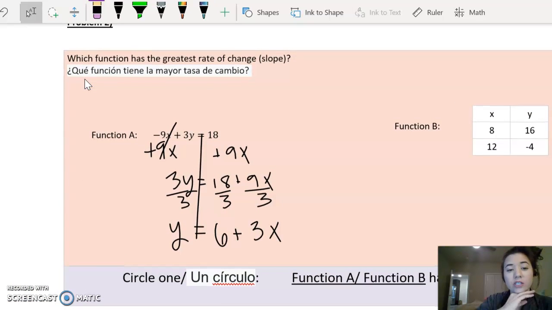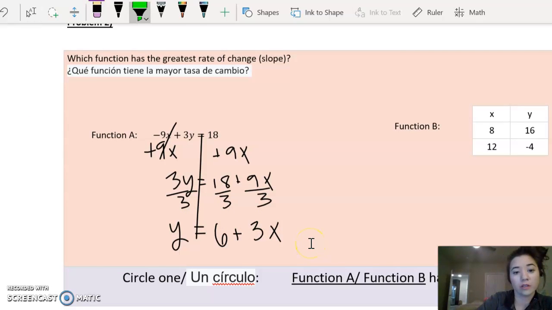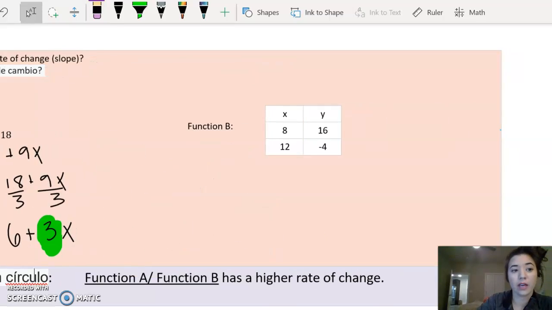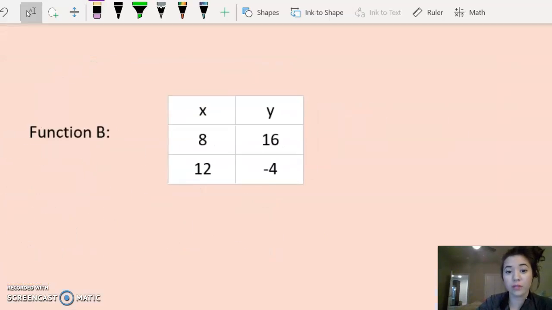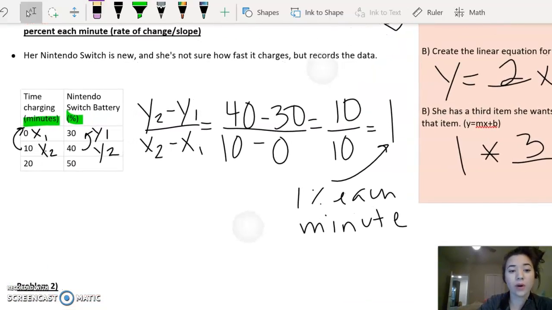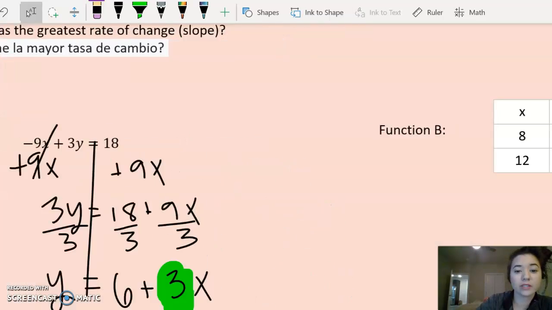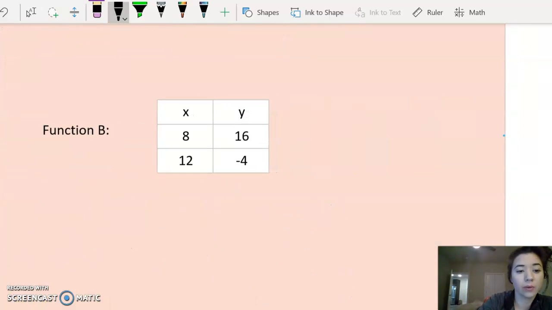Okay, it says which has the greatest rate of change, so we need to know which is my slope. Is it the 6 or the 3? It's that 3, that number next to my x. Okay, now we need to find the rate of change from the table. And we do that just like we did up here. y2 minus y1 over x2 minus x1. So let's label those points. We have x1, x2, y1, y2.